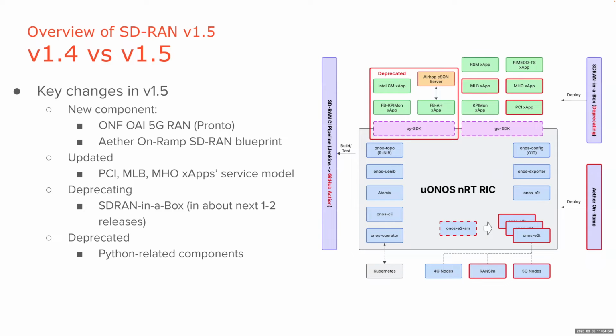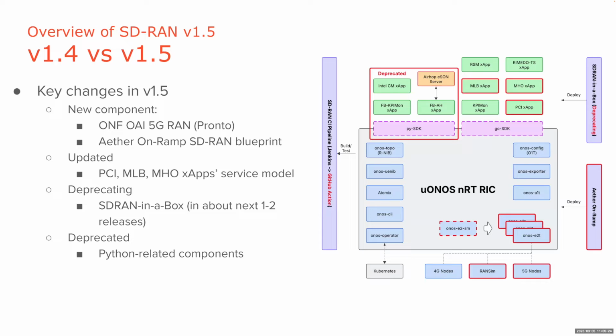And in 1.5, those are the new changes. Two new components are introduced here. The first one, like I mentioned, is the ONF OAI 5G RAN stack. And the second is the Ether ONNET SD-RAN blueprint. So not only SD-RAN in a box, but also Ether ONNET can deploy everything for SD-RAN in a Kubernetes cluster. So that is the new component.